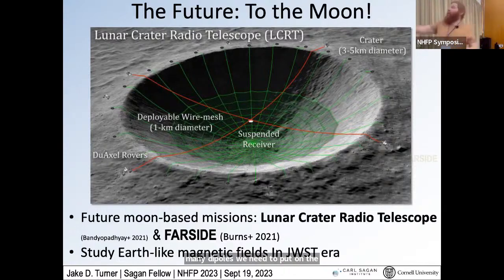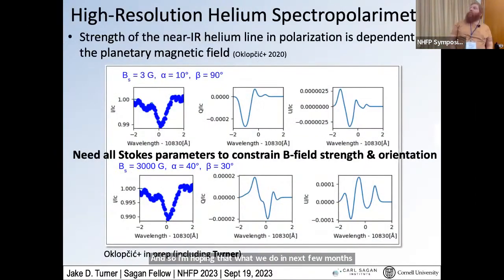big array in a big crater, a lunar crater radio telescope, or we want to put a bunch of arrays called far side. I'm hoping that what we do in the next few months will inform these missions that can actually study Earth-like planets' magnetic fields. And then just briefly, the high resolution observations.